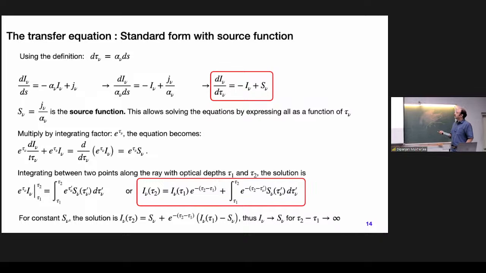I'm trying to rewrite the equation in terms of optical depth. So alpha nu ds is d tau nu. So dI nu by d tau nu equals minus I nu plus this ratio. This ratio of the emission coefficient and absorption coefficient is called the source function. Again, this is very fundamental. And as you can understand, this j nu and alpha nu are related to the microscopic properties of the system. What kind of system is emitting, giving rise to the emission or the absorption? Also very interestingly, if you somehow know the source function from some external input, and you know j nu, you can find alpha.